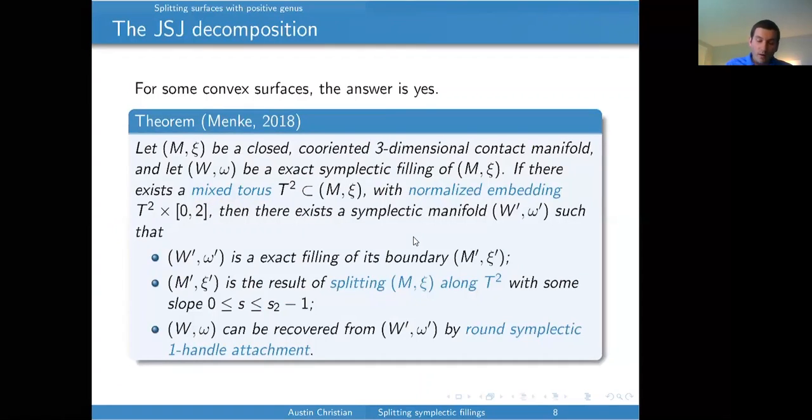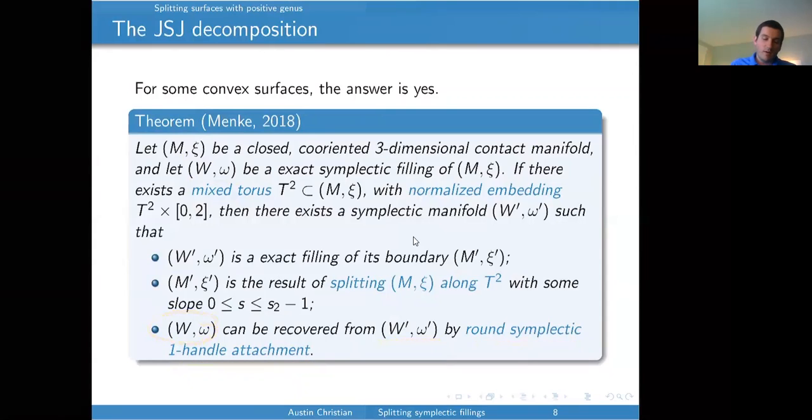So there are a lot of words on this slide, but the point is, you start with some filling of some contact manifold, you produce a new filling of some contact manifold. This new filling looks like your old one minus a round one handle. And a round one handle is just a one handle followed by a two handle.